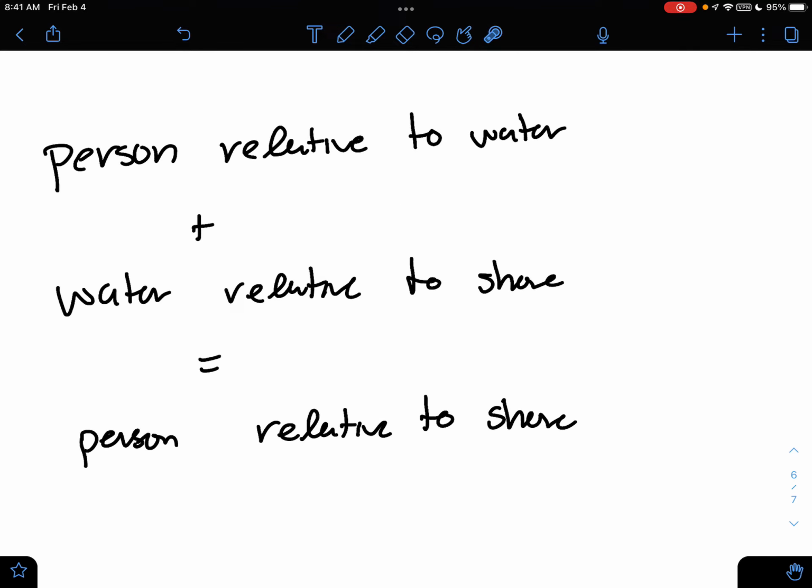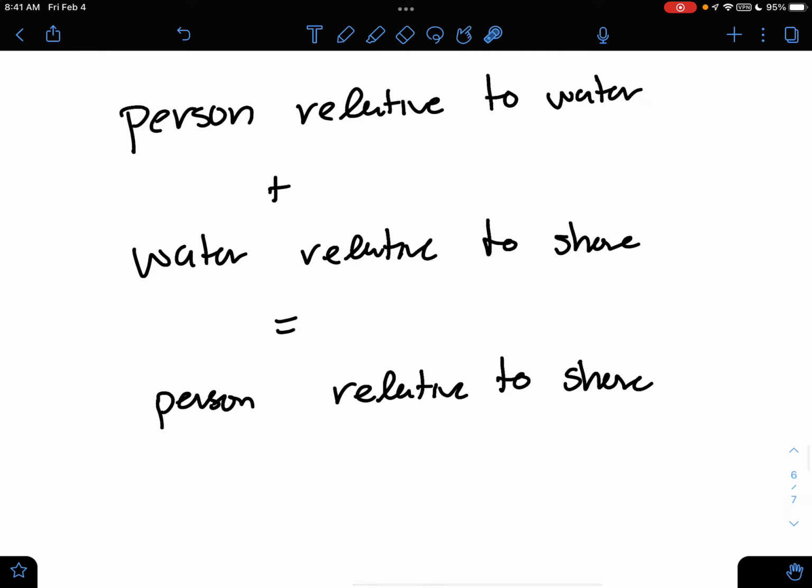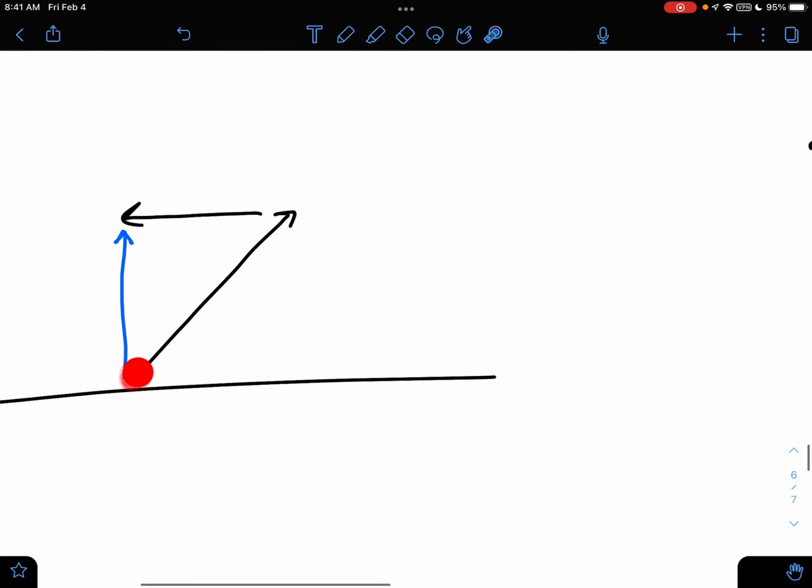Because if we have our person to the water and the water to the shore, obviously there's some relationship where our water is our common denominator, so it's going to leave us with our person relative to the shore, which is kind of what we see. However far we angle upstream, and the current's pushing us back this way, this is where we're trying to go. This is where the current's changing our direction. That's going to be our net velocity. That kind of makes sense. This is a tricky one to try to conceptualize, right?